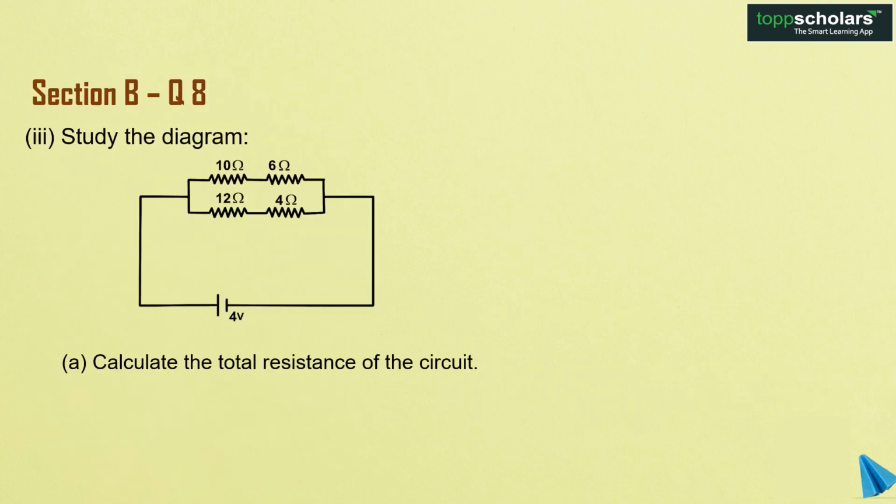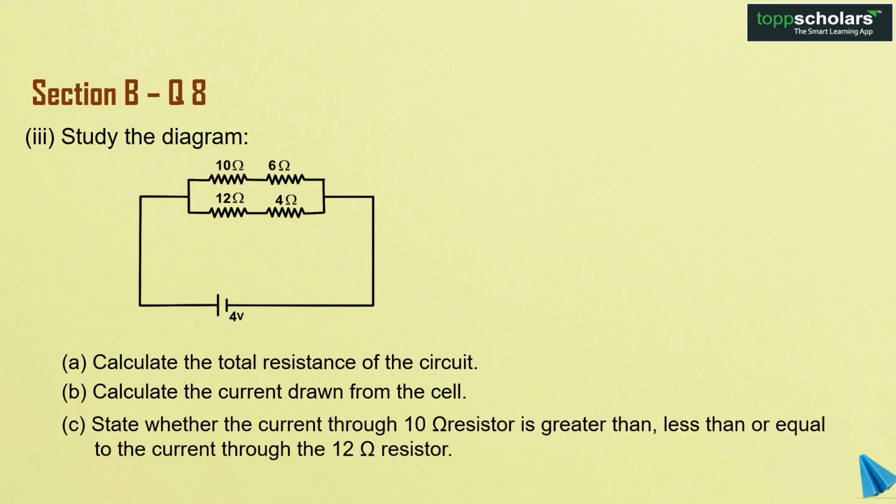Now we are supposed to study the diagram and answer: calculate the total resistance of the circuit and calculate the current drawn from the cell. We are also supposed to state whether the current through the 10 ohm resistor is greater than, less than, or equal to the current through the 12 ohm resistor.